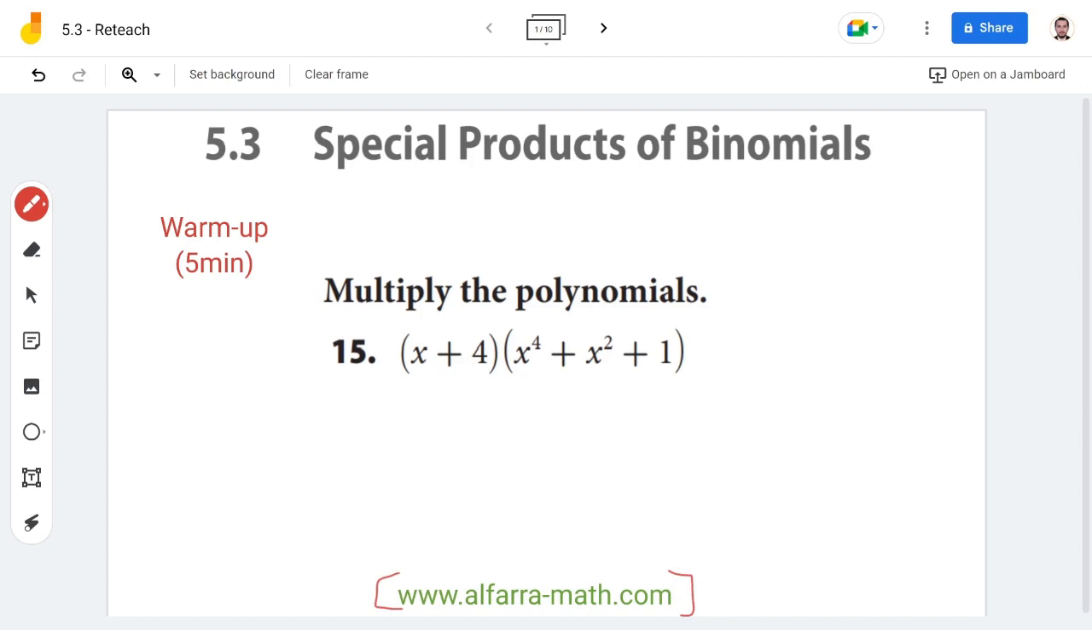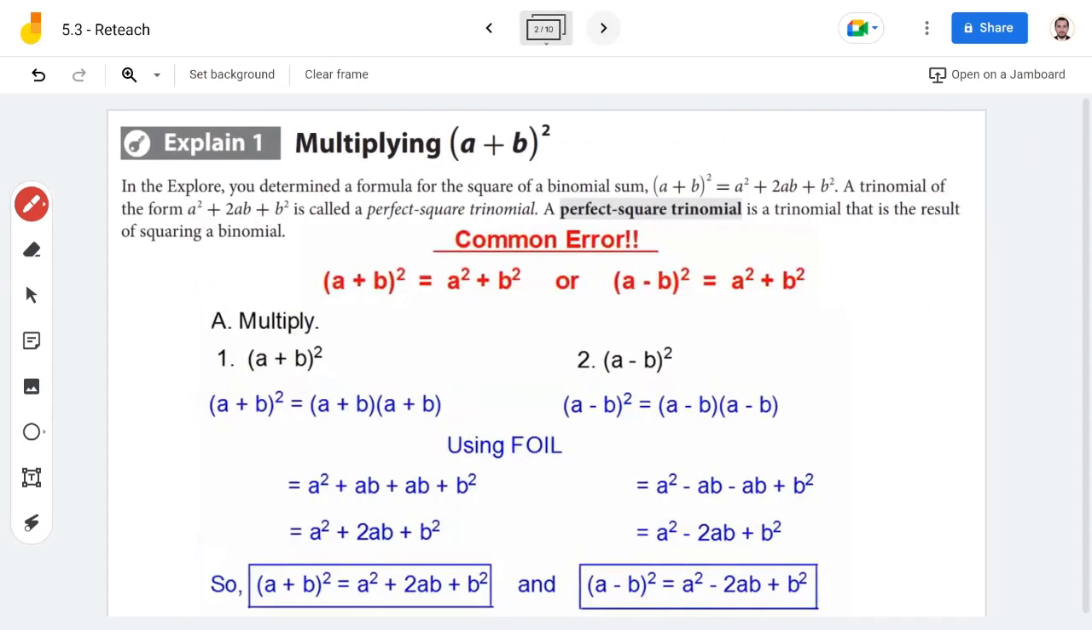Okay, now from its title, Special Products of Binomials, we are going to talk only about binomials, which means it's only special for binomials. Let's start with the first explanation. Let's say we have the binomial (a + b) to the power of 2.